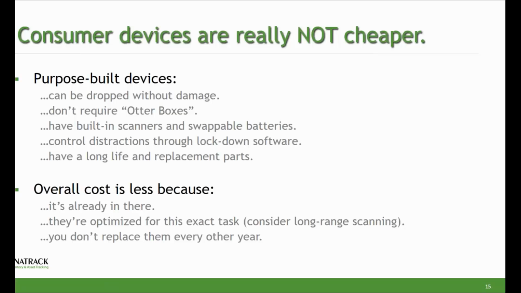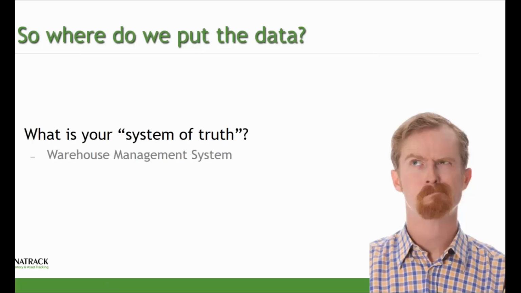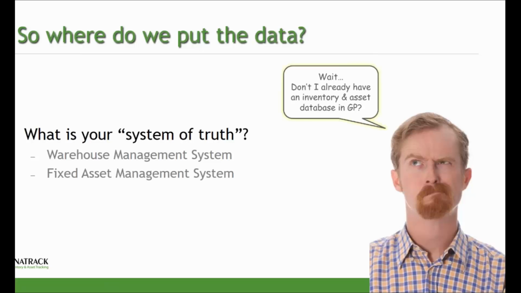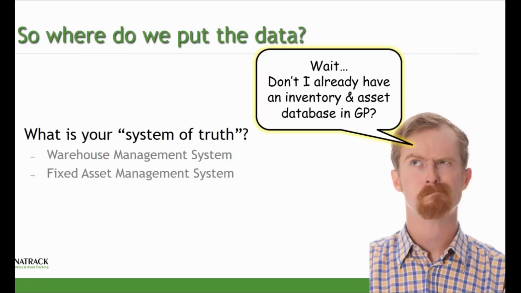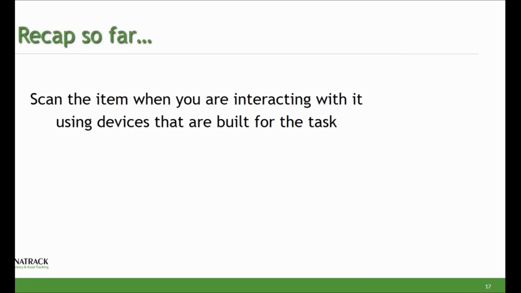So I think I made my point on why we favor using the proper industrial devices over some of the consumer devices for most of the scenarios in which you would be putting these into a warehouse. So addressing that, where do we put the data? The question we want to address here is, what is your system of truth? Is it a warehouse management system? Is it a fixed asset management system? Well, don't we already have an inventory and asset database in GP? Well, we do. So our opinion is that we put it in GP. So the recap so far: scan the item when you're interacting with it, using devices that are built for this task, and put the data where it belongs.